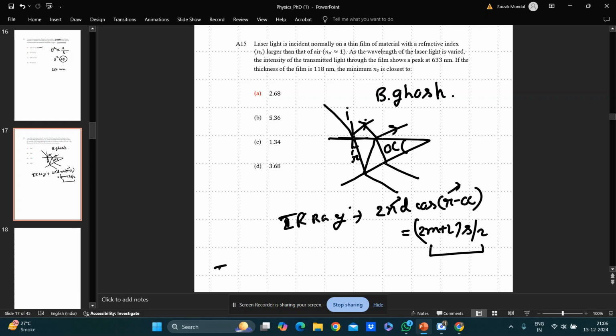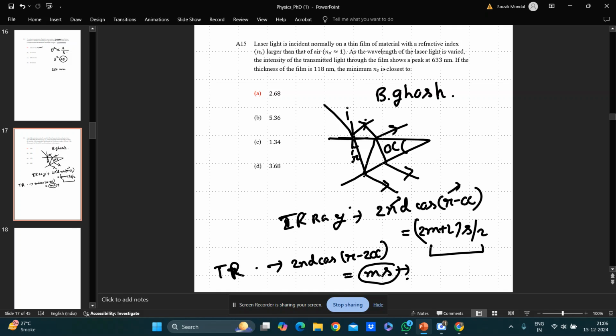For the transmitted ray interference, the condition will be 2nd cos(r minus 2 alpha) equals m lambda. This is the constructive interference condition, and the condition remains as it is because both the rays are passing through denser to rarer medium. That's why the condition remains the same.